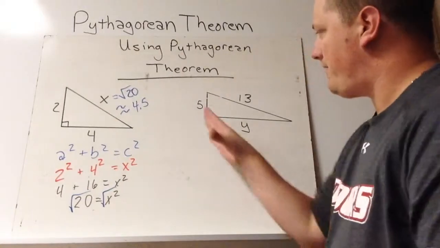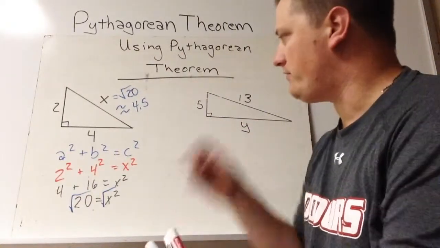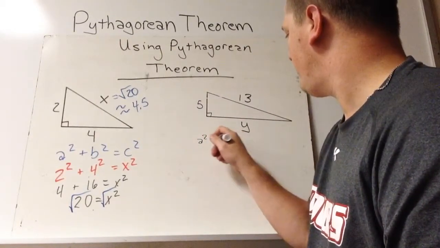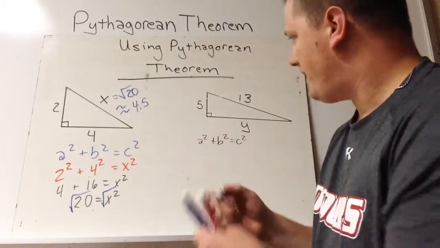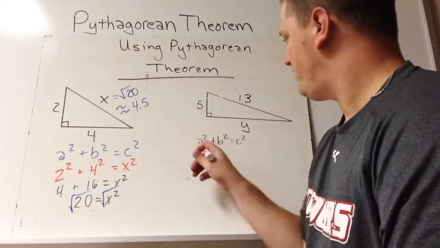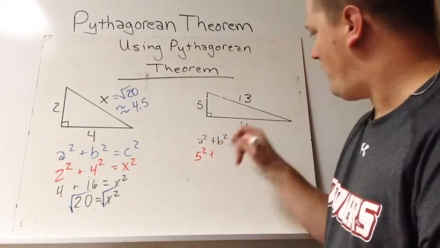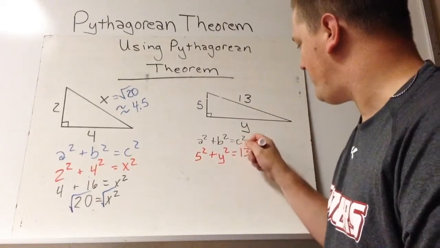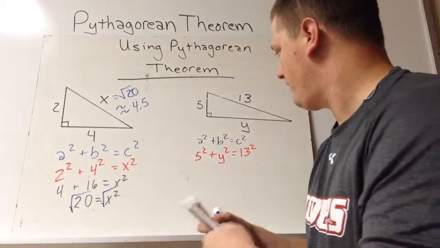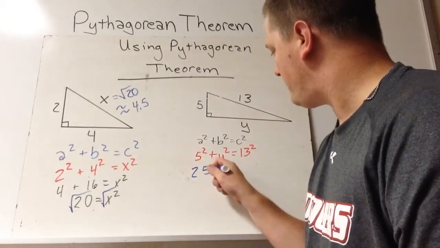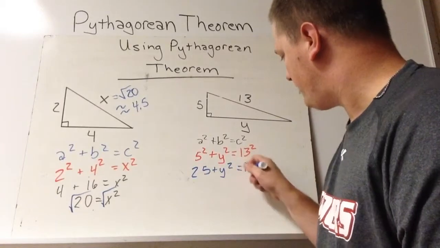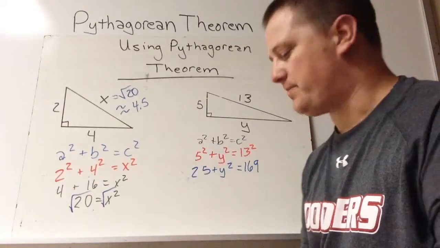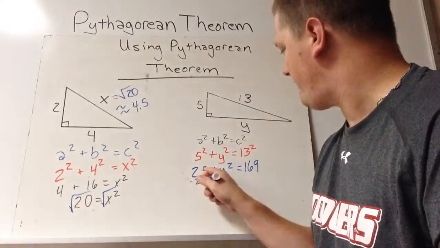Okay, now let's do it with a leg missing instead of the hypotenuse. So again, we start with a squared plus b squared equals c squared. For A, we're going to use 5. So 5 squared plus y for b, y squared, equals c of 13 squared. Okay, do the math that we can. 25 plus y squared equals 169. We want to get y by itself, so this is either a balance or box problem. We're going to subtract 25.